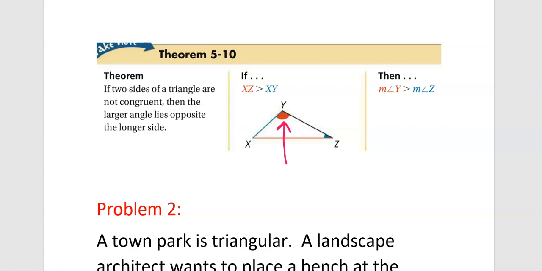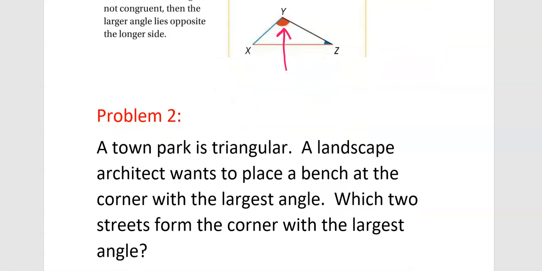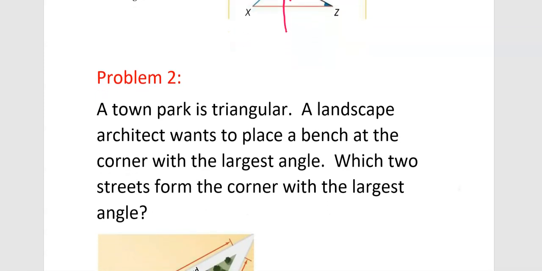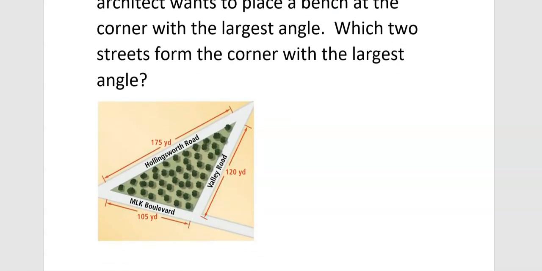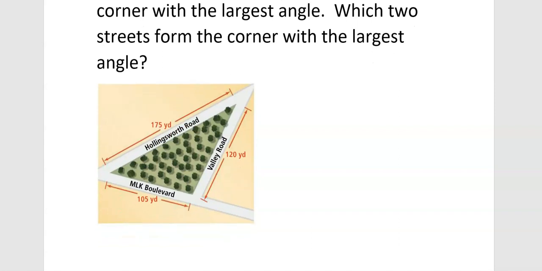So a town park is triangular. A landscape architect wants to place a bench at the corner with the largest angle. Which two streets form the corner with the largest angle? So they want to find the largest angle. So when we're looking at it, which is the longest side? 175, 120, or 105? Okay, so you find the longest side and you go opposite that one.